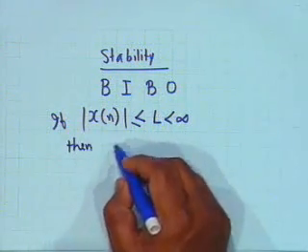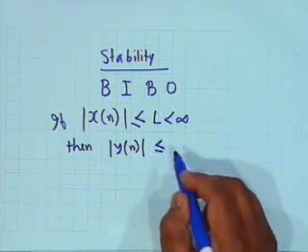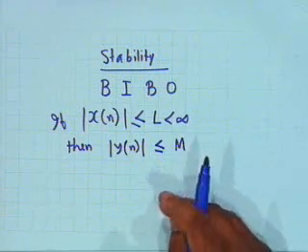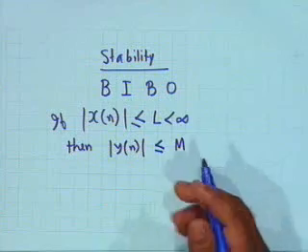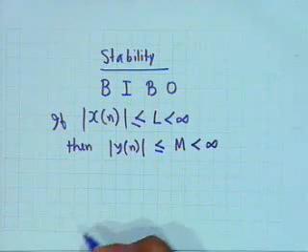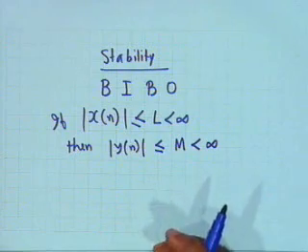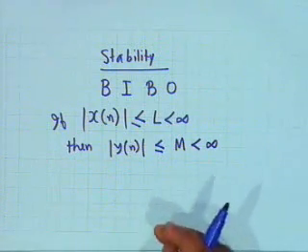Then y of n, which could be positive or negative, is also bounded, less than or equal to some bound. This bound may be quite different from capital L. It could be 10,000 times capital L, but it must also be less than infinity. And if this is satisfied, then we say the system is stable in the BIBO sense, or bounded input, bounded output sense.